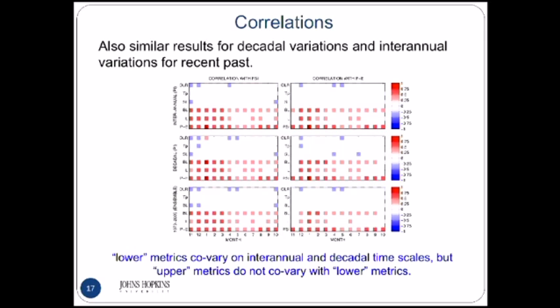This is now using the decadal variability for the pre-industrial run, or this is the ensemble mean between these past runs, the 40 ensemble runs. And so you can't tell the details, but the same thing on interannual and decadal scale variability. The lower atmosphere metrics are co-varying, the upper atmosphere metrics aren't. Okay.